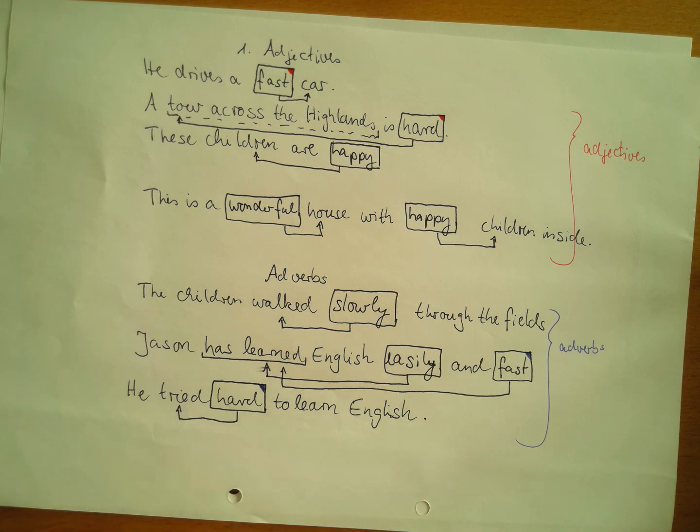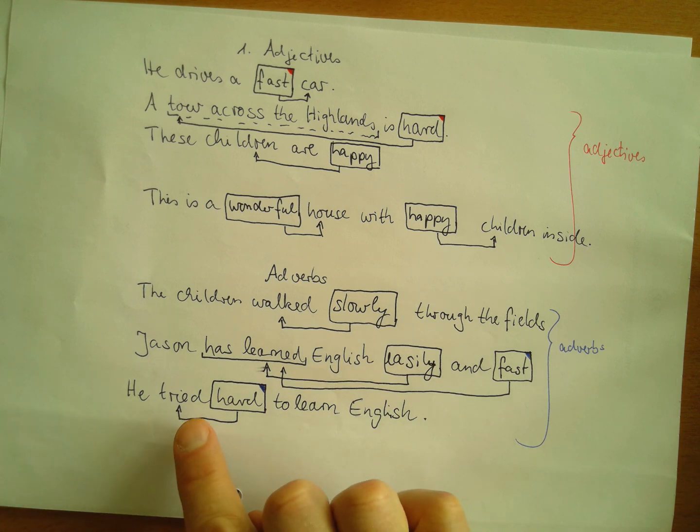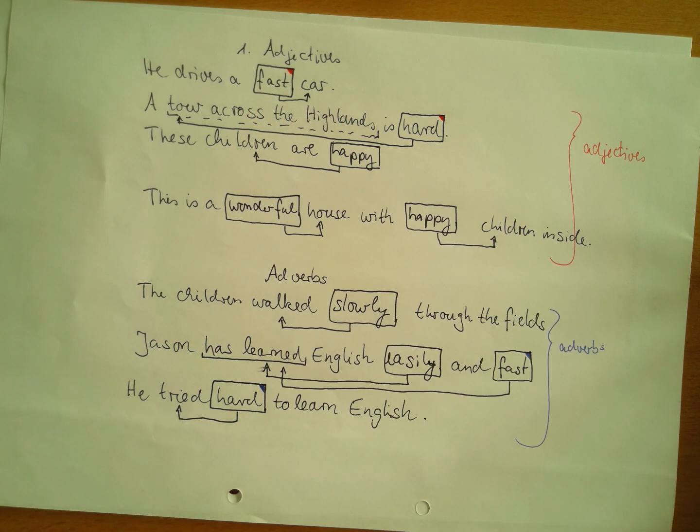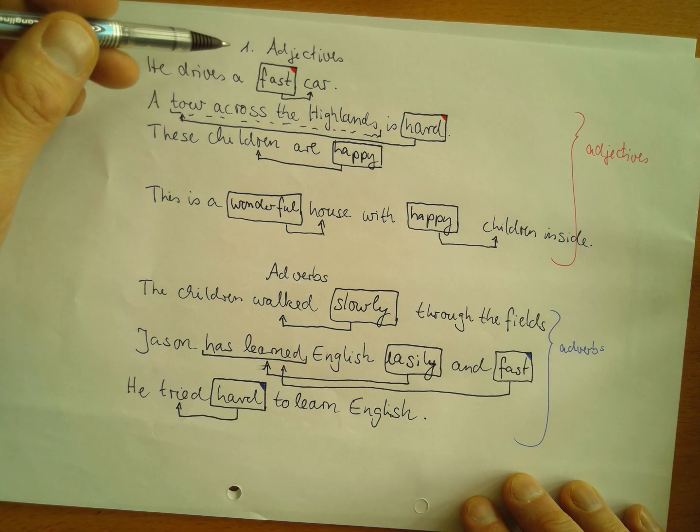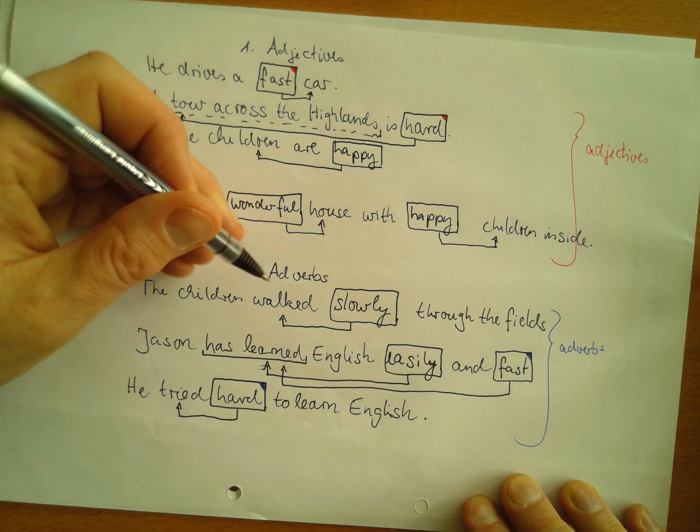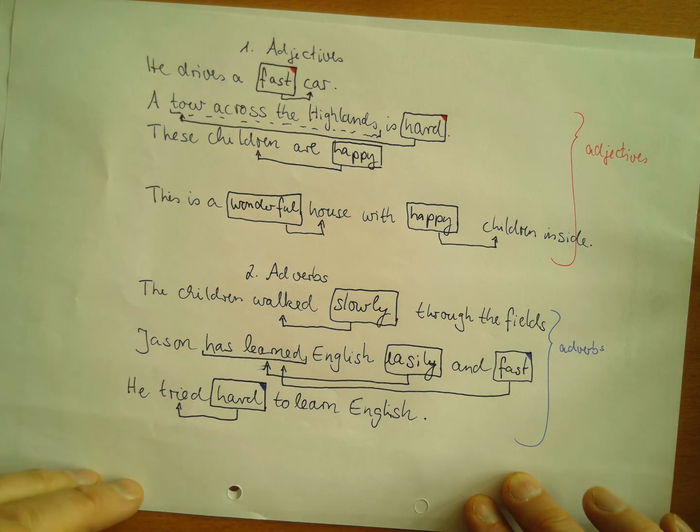So you see, sometimes it is not easy to find out if it's an adjective or an adverb. You have to look at the whole sentence, not just at the word. Is the word related to the verb form or is it related to the noun? That makes a difference. So you have learned today what adjectives are used for, and second, what adverbs are used for.